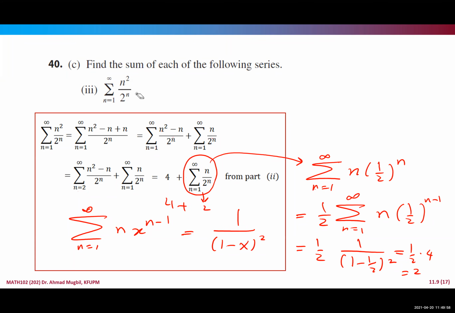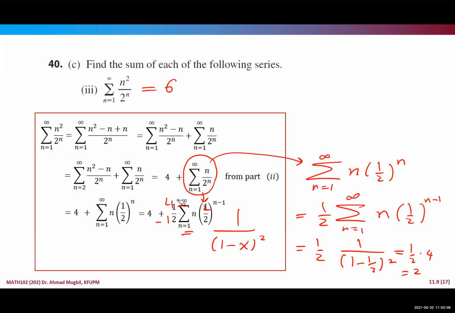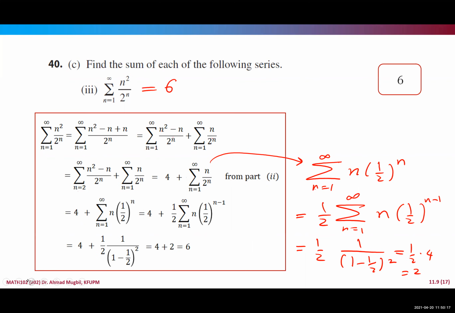This equals 6. That's it. This is all we have for today. I will put the solution for this one for you because I was afraid that we would not be able to solve it and the time would not allow us. But we are lucky, we solved it completely.